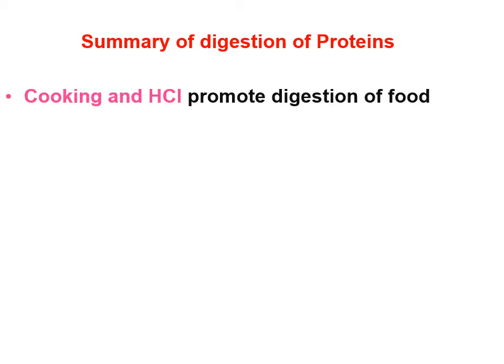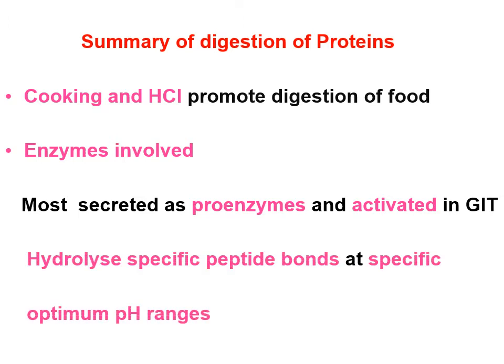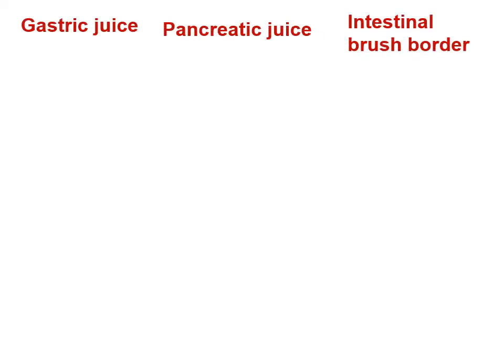So I said cooking and HCl will promote digestion of food. Enzymes involved in protein digestion are secreted as proenzymes and activated in the GIT. And these will hydrolyze specific bonds at specific optimum pH ranges. Now, I told you these proteolytic enzymes are of two types, endopeptidase and exopeptidase.